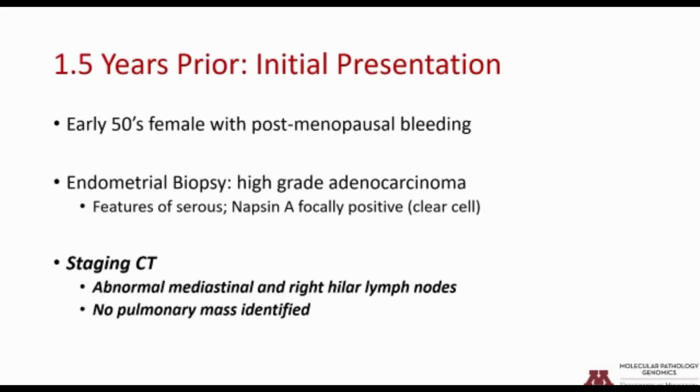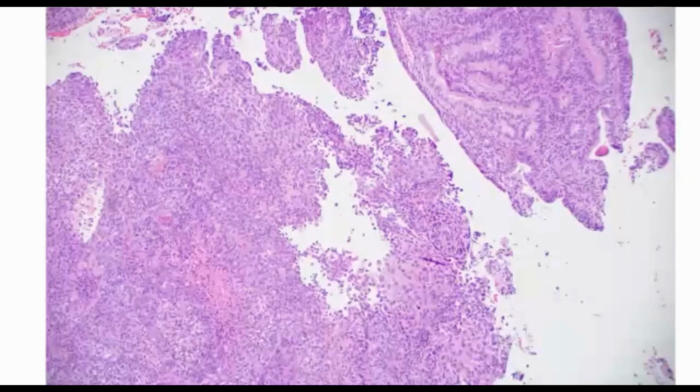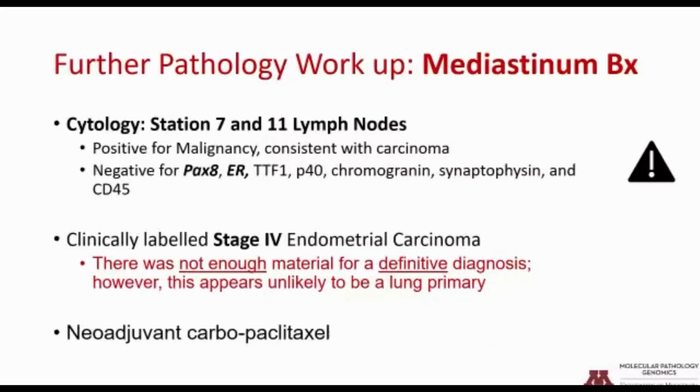At the time that this biopsy had been taken, they did a staging CT before proceeding to operation, which of course is a standard clinical protocol. And they found abnormal mediastinal right hilar lymph nodes, and there was no pulmonary mass identified. So they were a little bit uncertain of what to do. Just a little bit of eye candy for all of you anatomic pathologists to prove to you again that this was a morphologically heterogeneous and high-grade appearing endometrial biopsy.